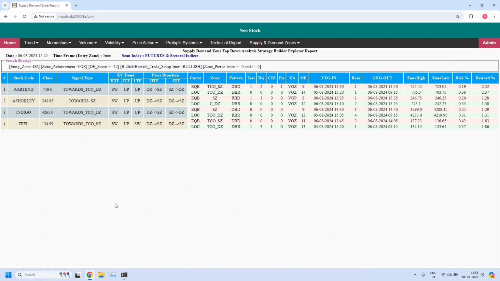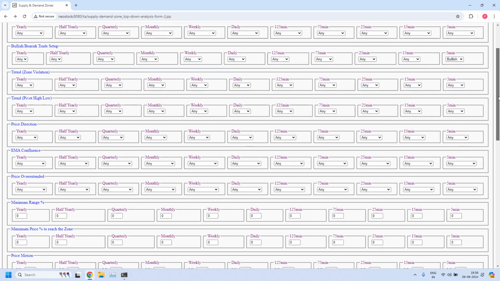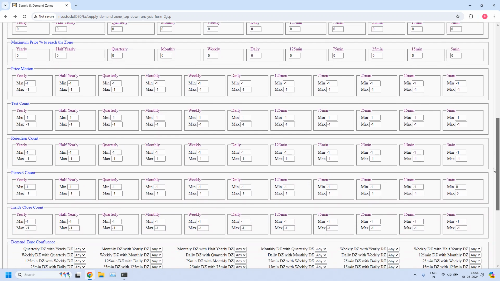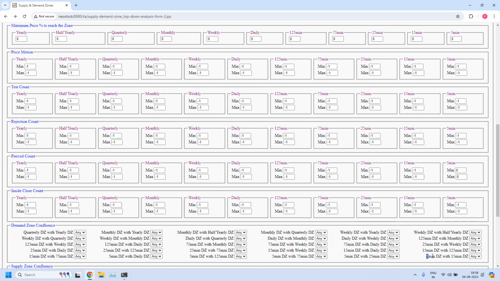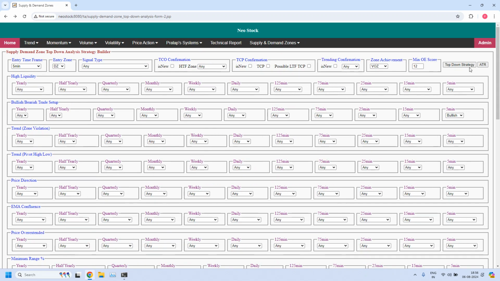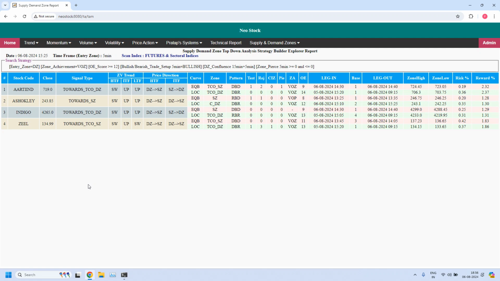Let us check out of these 4 stocks, how many are currently supporting ITF confluence. For 5 minutes, ITF is 15 minutes. In the demand zone, 5 minutes demand zone with 15 minutes demand zone, I am enabling yes. So all 4 stocks are having confluence with 15 minutes time frame. So ITF confluence is there for all the 4 stocks.